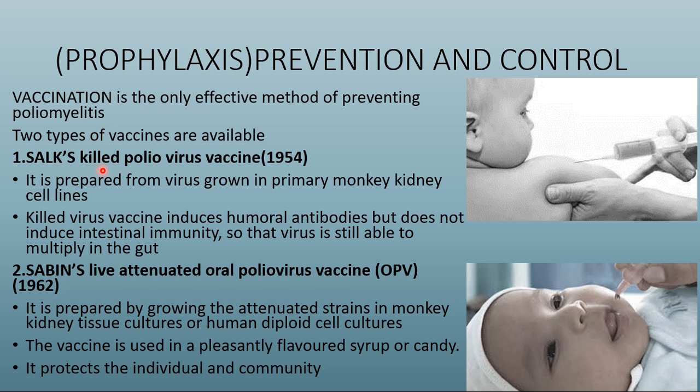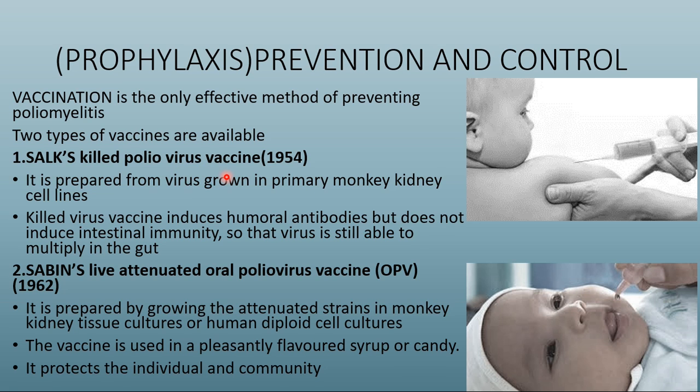One is the inactivated or killed vaccine, that is Salk, which is given as IPV, in the form of injection. Another one is the oral polio vaccine, which is also called Sabin's vaccine. Just to avoid the confusion, the Salk vaccine is a killed vaccine, that means the virus was killed here. Salk ends with the letter K, and killed also has K. So you can remember that Salk vaccine is nothing but a killed poliovirus vaccine.